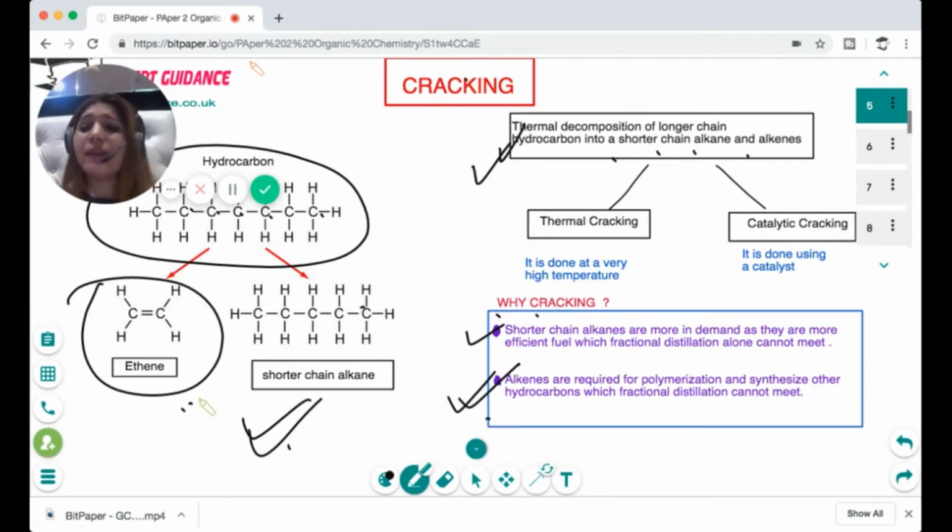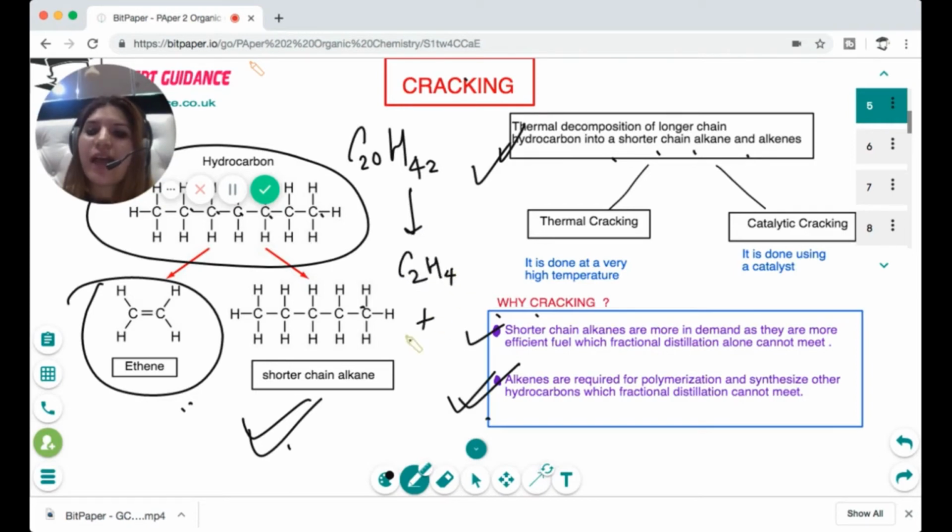In the exam, they can give you any compound. They can ask you to write the name or the formula for a 20 carbon hydrocarbon. So a 20 carbon alkane would be, we'll see later, it has the formula CnH2n+2. So that would be C20H42. You need to do its thermal cracking. So remove an alkene which has a C2H4 formula, and then you are left with C18H38. So they can ask you to write a cracking equation.